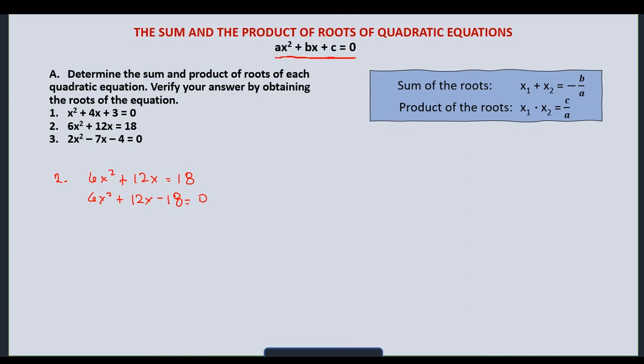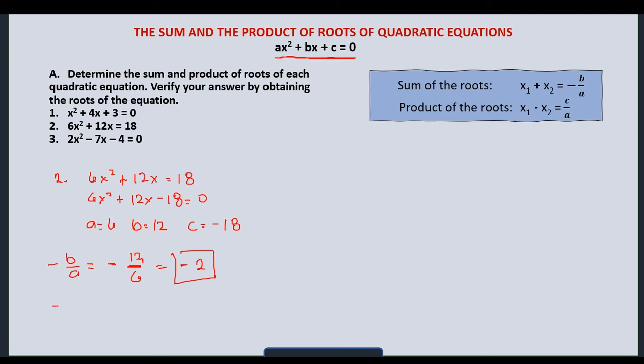Next, identify our a, b, and c. a is 6, b is 12, and c is negative 18. So let's solve for the sum of the roots, which is negative b over a. Substituting, I'll just copy the negative sign, and then the fraction bar, b is 12, a is 6. Simplifying, negative 12 over 6 is equal to negative 2. So that is the sum of the roots.